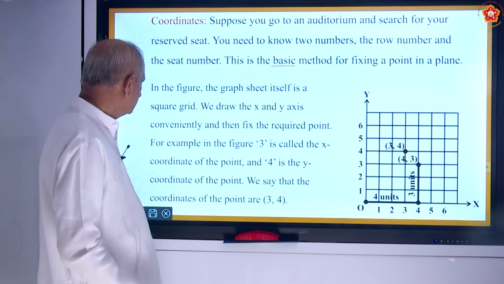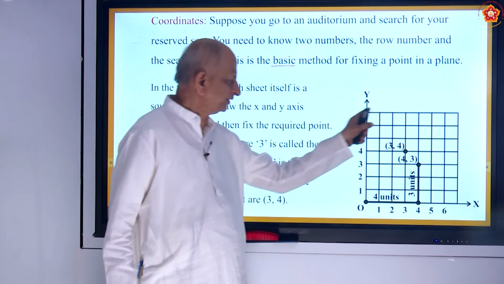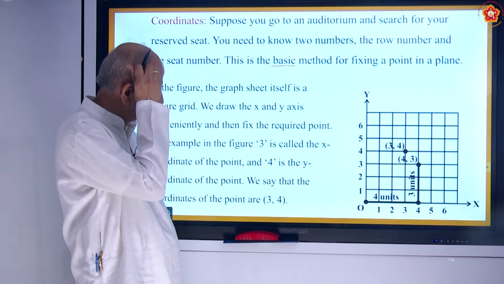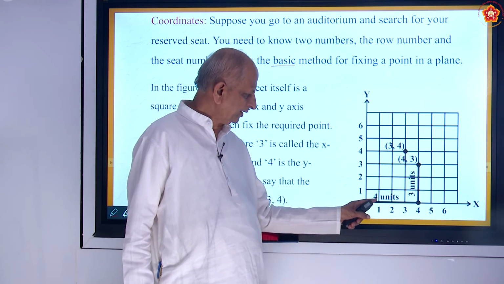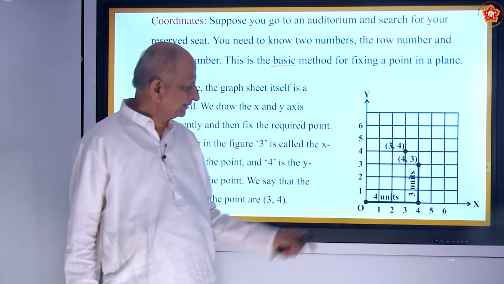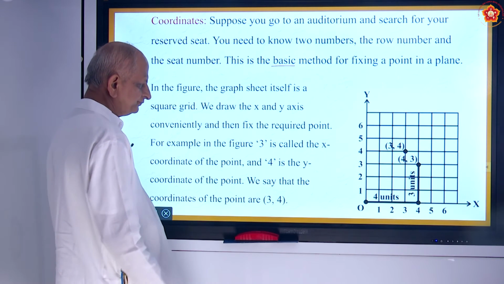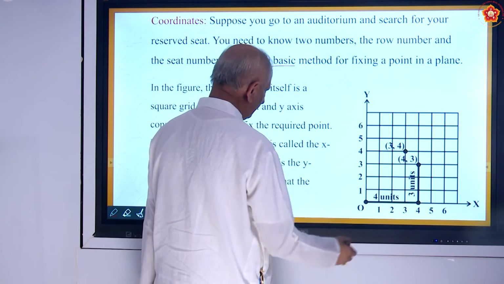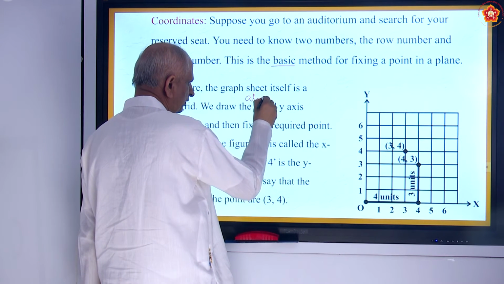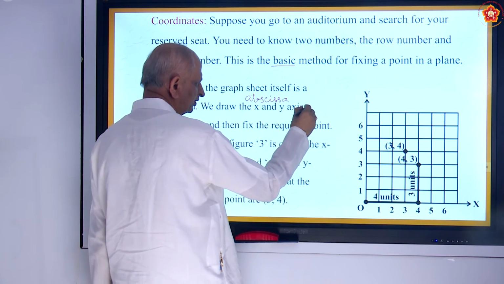Okay. So in the figure, the graph sheet itself is a square grid. This square grid we call a graph sheet, and here every division means 1, 2nd, 3rd, 4th, and so on. They are marked like this. So we draw the x-axis and y-axis. Also, we call the x-coordinate on the x-axis the abscissa. There is one word called abscissa, and a point on the y-axis is called the ordinate.